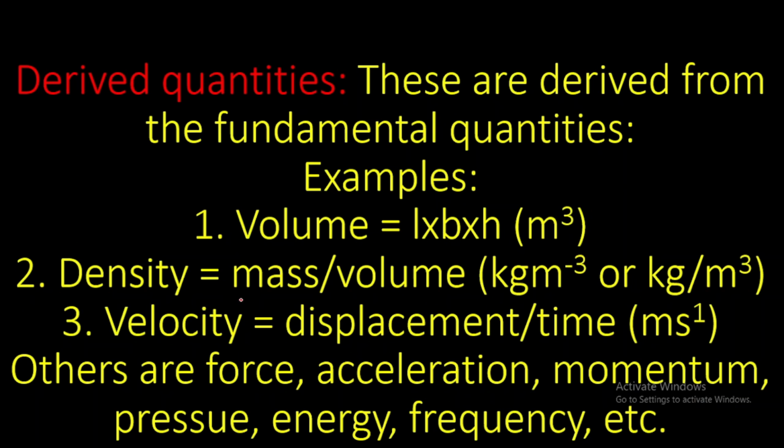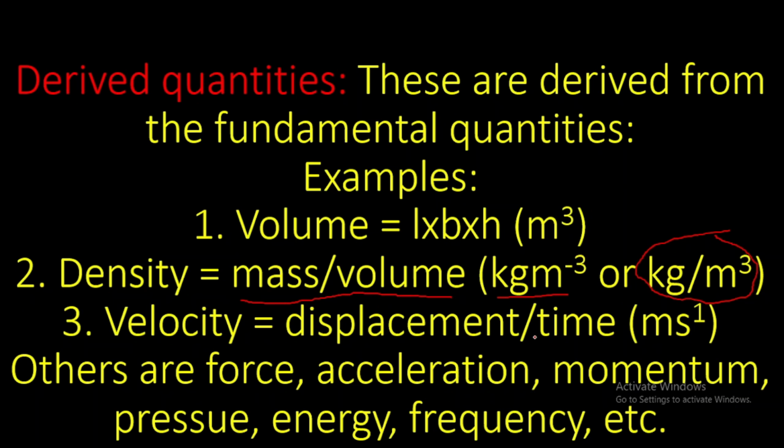Density, the formula for density is mass divided by volume. The unit of mass is kilogram, and then the unit of volume is cubic meter. So it is kilogram divided by meter cube, or you write it as kilogram per meter cube.